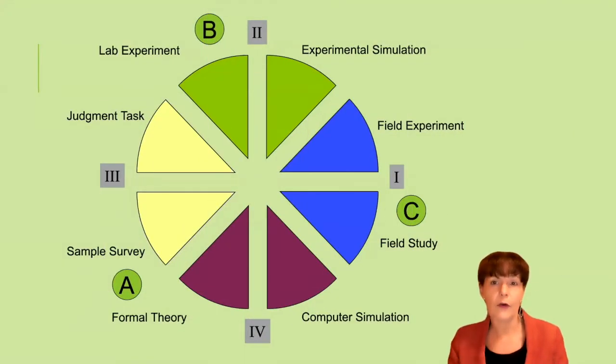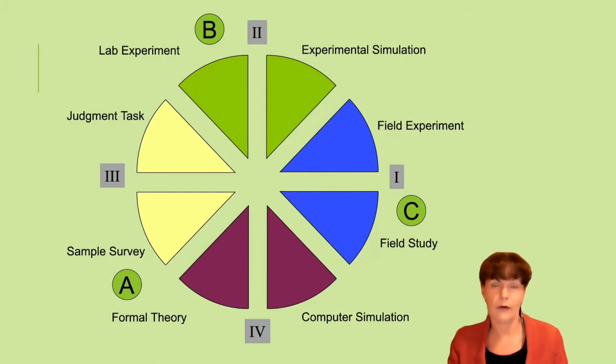So if we look at the four categories, first of all, the blue side: these are what we call field strategies. And there are two distinct strategies, a field experiment or a field study. Then the second quadrant is basically the experimental strategies, and they can be experimental simulations or lab experiments.